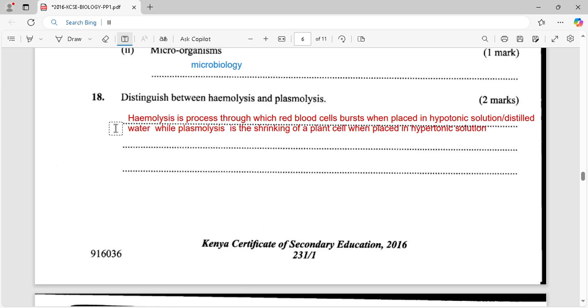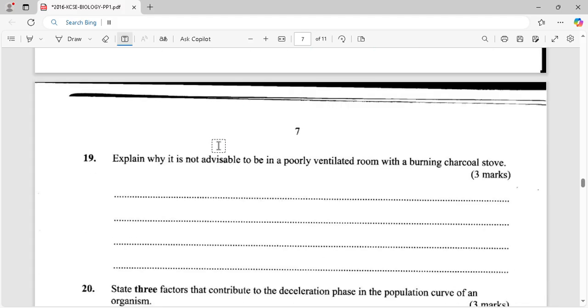Remember, hemolysis is the process through which red blood cells gain water by osmosis and burst when you place them in hypotonic or distilled water. But plasmolysis is the process by which a plant cell loses water by osmosis and shrinks when placed in hypertonic solution. In animal cells, there is also one which is called crenation. Crenation is the process by which animal cells lose water by osmosis and shrink when placed in hypertonic solution. And then in plant cells, we have another one which is called turgidity. Turgidity is in plant cells, whereby plant cells gain water by osmosis and then they become what? Turgid. But remember, plant cells do not burst because they are protected by the rigid cellulose cell wall.